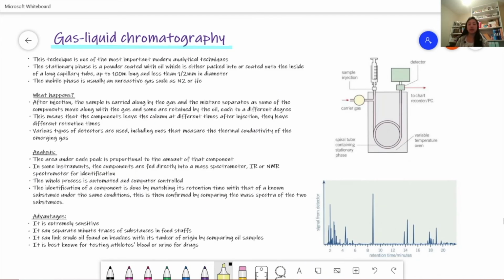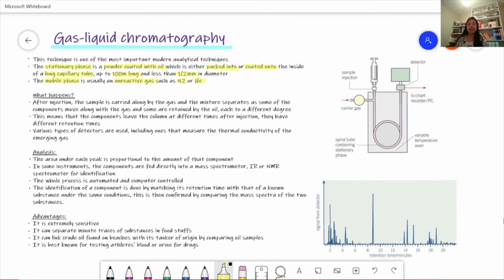So this is gas liquid chromatography, or gas chromatography. So this technique is actually one of the most important modern analytical techniques. And the stationary phase that we use is a powder which is coated with oil, and this is either packed or coated onto the inside of a long capillary tube. And this tube can be up to 100 meters long and less than half a millimeter in diameter. And the mobile phase is usually an unreactive gas, and examples of unreactive gases are nitrogen or helium.